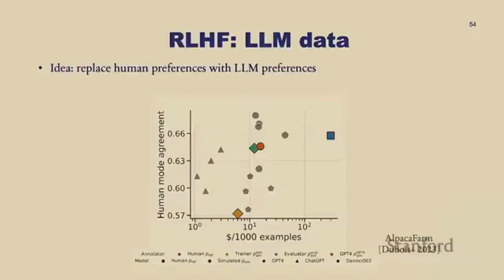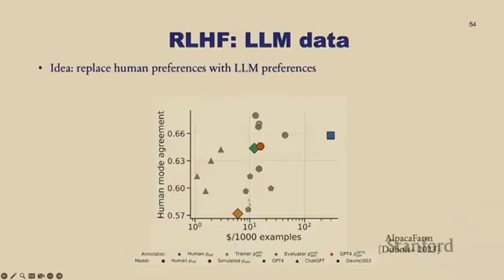So what we did last year, again the same idea as Alpaca, was to think: well, there are challenges with humans, maybe we can just replace them with LLMs. So what we did is simply replace human preferences with LLM preferences. I'm just realizing that the slides are not centered.